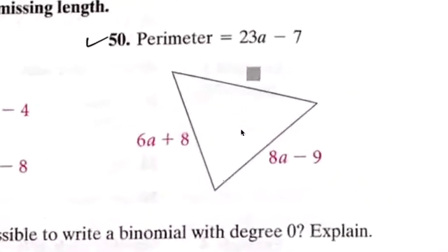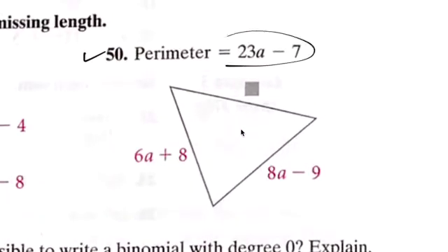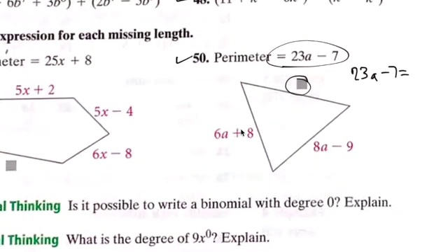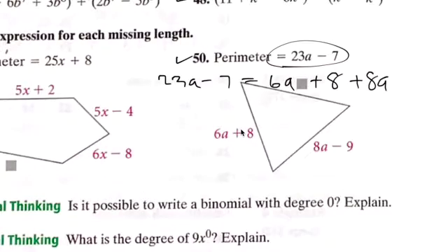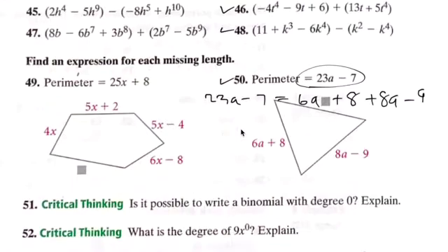Perimeter, we add them all up. So remember that perimeter is equal to this. So perimeter is 23a minus 7 equals to, we need to find this number. Okay, gosh, I don't have enough room here. But 23a minus 7 equals to 6a, add 8, and then add 8a minus 9, and then we need to know add what will get you that.